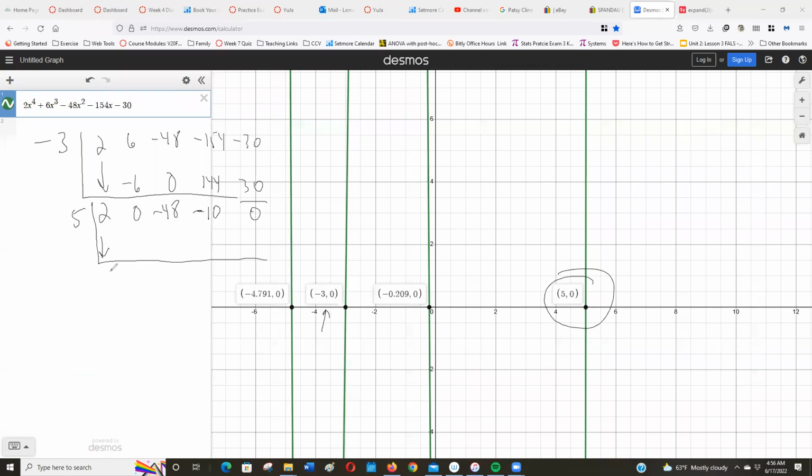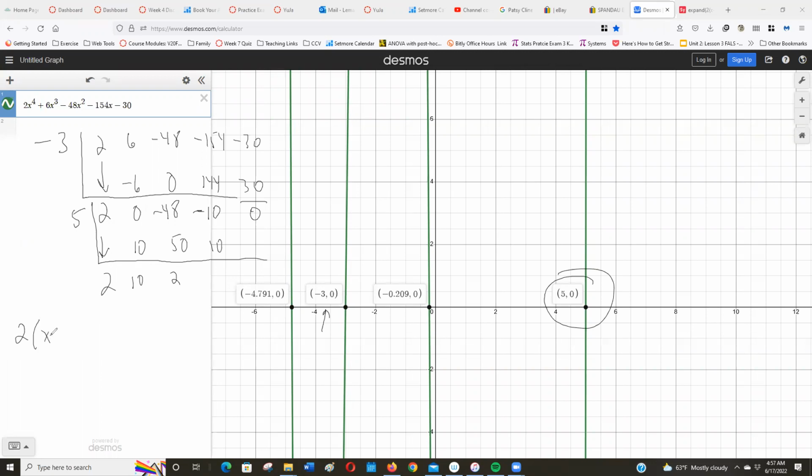See, this would be so much better live. 2 times 5 is 10. Add, we get the 10. 10 times 5 is 50. Add those, you get 2. 2 times 5 is 10. And we get 0. Of course, we knew it was going to be 0. And we remember that 2 we can factor out. I'm going to get rid of that at this point.